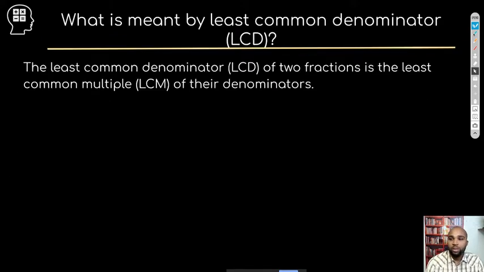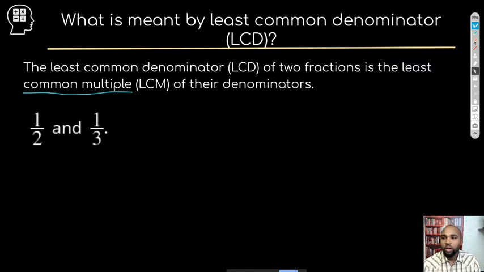So what is the least common multiple? Least common denominator: the least common denominator of two fractions is the least common multiple of their denominators. So what does that all mean? Let's get an example up here to cut through all this jargon. Let's say I wanted to get both of these to have the same denominator. With 1/2 and 1/3, I can't add them together. What if I wanted to find the least common denominator between them?